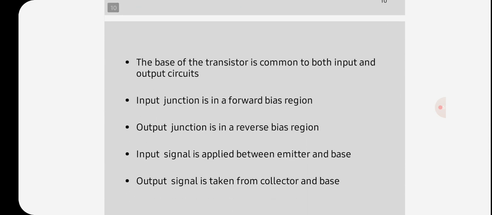The base of the transistor is common to both input and output circuits. Input junction is in a forward bias region and output junction is in a reverse bias region. Input signal is applied between emitter and base, and output signal is taken from collector and base.